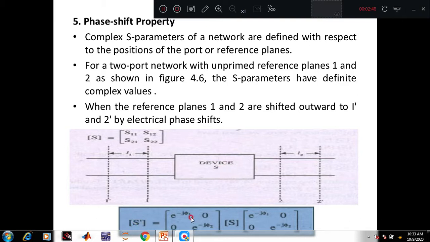given by S dash, which is equal to the matrix with e raised to minus j theta 1, 0, 0, e raised to minus j theta 2, then the actual S parameter matrix with respect to the original reference plane, and then the matrix with respect to 2 dash, the second reference plane, e raised to minus j theta 1, 0, 0, e raised to minus j theta 2, right? So it is simple. Whenever you change the reference plane, there is a change in the phase value, which means there is a phase shift in the S parameter. So that is about the phase shift property.